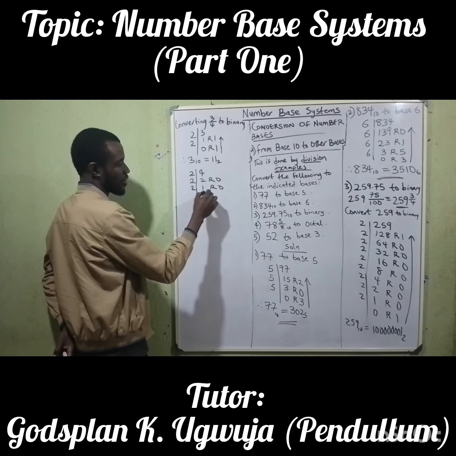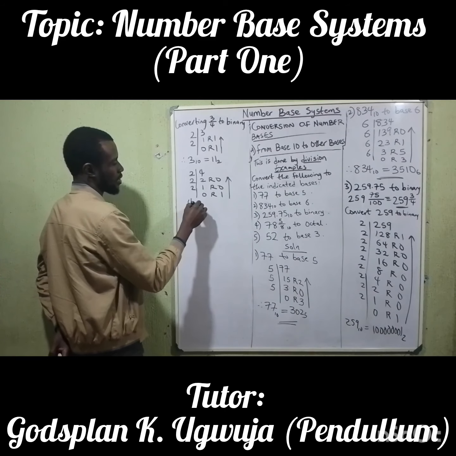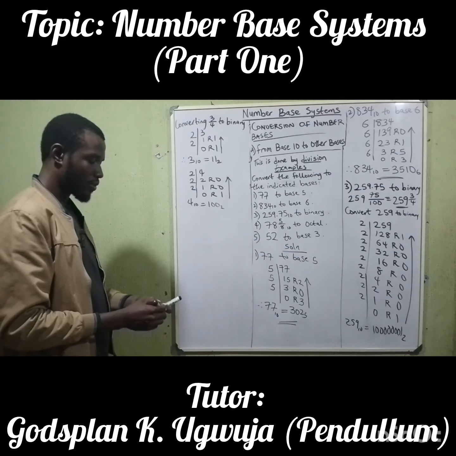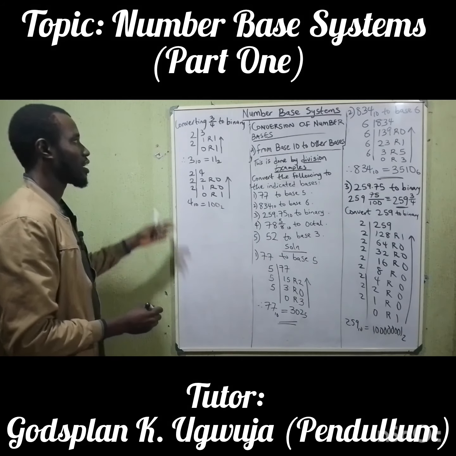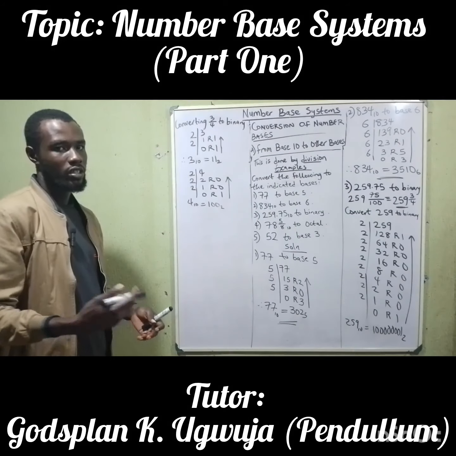2 into 1, 0, remainder 1. Okay, so 4 in base 10 is 100 in base 2. Now this is a conversion you should know. 3 in base 10 is 11 in binary. 4 in base 10 is 100 in binary.